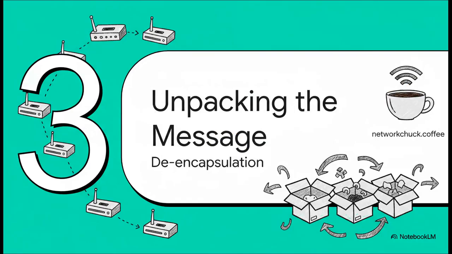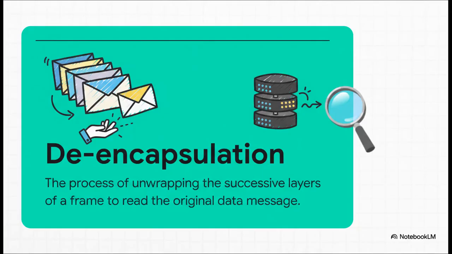So, after hopping across who knows how many routers, Johnny's message finally arrives at its destination, the web server for networkchuck.coffee. And now, that entire complicated packing process we just went through has to happen in reverse. And logically enough, this unpacking process is called de-encapsulation. The server gets the frame and starts to methodically open each one of those envelopes to get to the original letter that's hidden deep, deep inside.